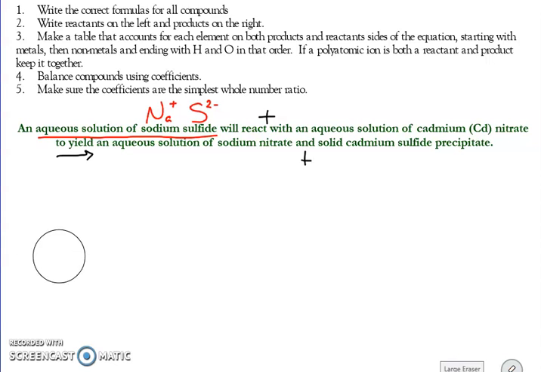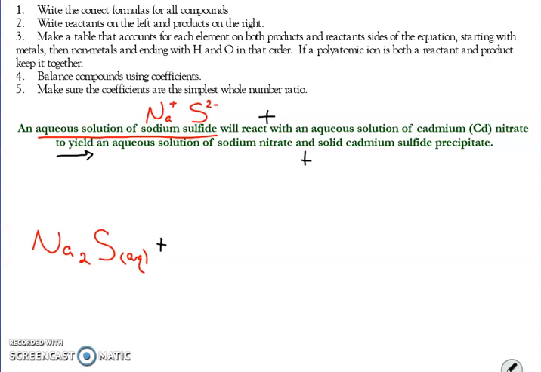Let me back up there, rewrite that. 2 sodiums for every 1 sulfur, and so the sodium sulfide formula is going to be Na2S. Since it's an aqueous solution, we're going to put the state symbol of AQ there. Make my plus a little more definitive.